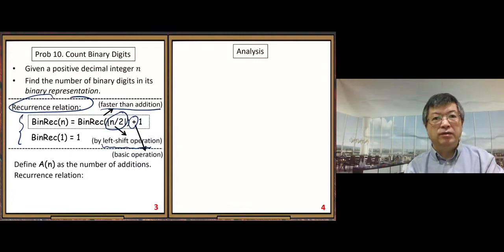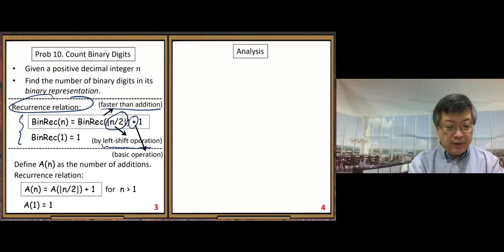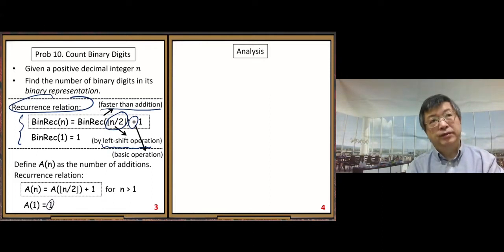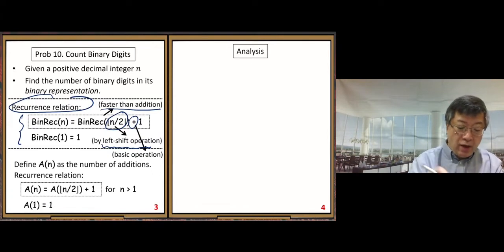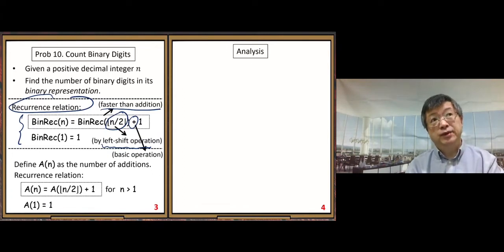I found some problem here, because A of 1, I use 1. It's okay, because we add 1 to 0, right? Although we do not need it, we add 1 to 0. It's okay. So A of 1 equals 1. So it's fine.